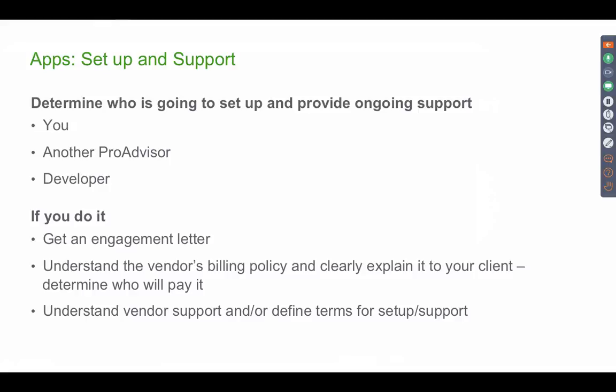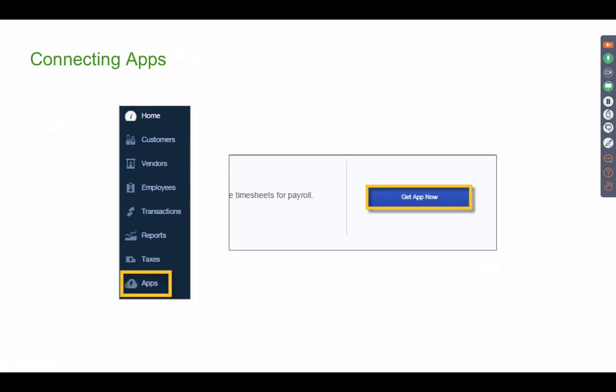If there's a break in the way the transactions are coming in, or the way they're supposed to come in, you also want to make sure that's all clear in your engagement letter, and understand your vendor's billing policy. Does the client pay? Does the accounting professional pay? And what the support is. Right? It's just an important suggestion, because apps do throw a wrench into the whole thing.